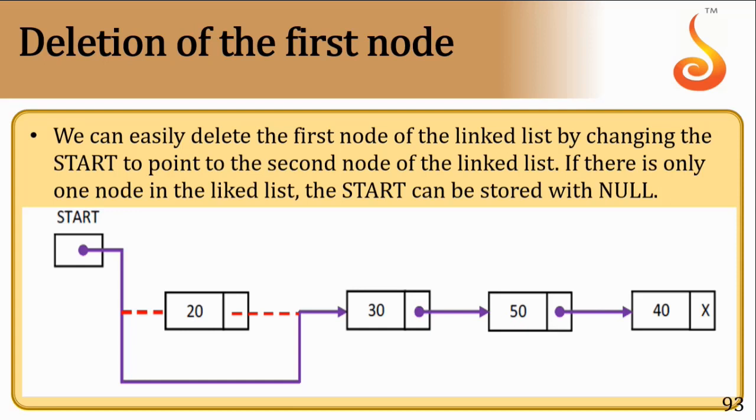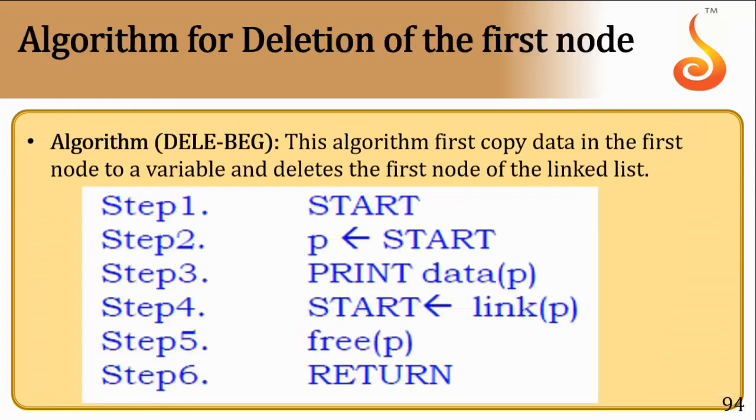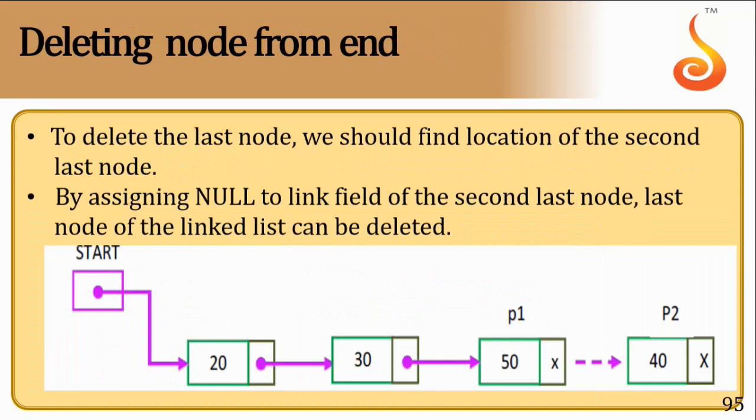If there is only one node in the linked list, the start will be assigned with null. Getting what I'm doing? I will just go through this, then we will write the algorithm also for that. I will write it and explain rather than going through the PPT.